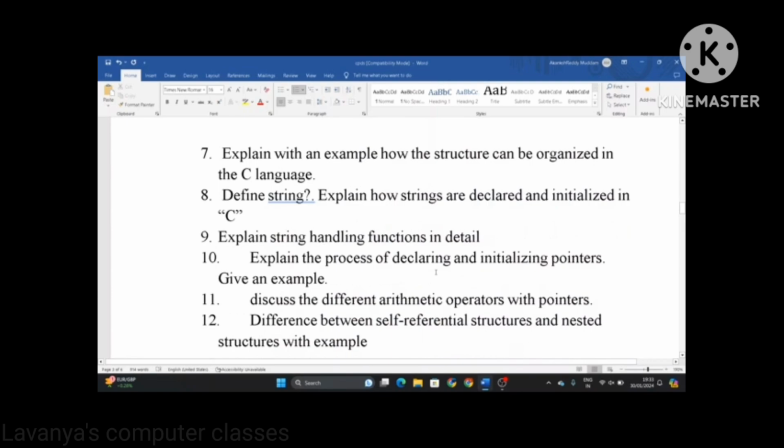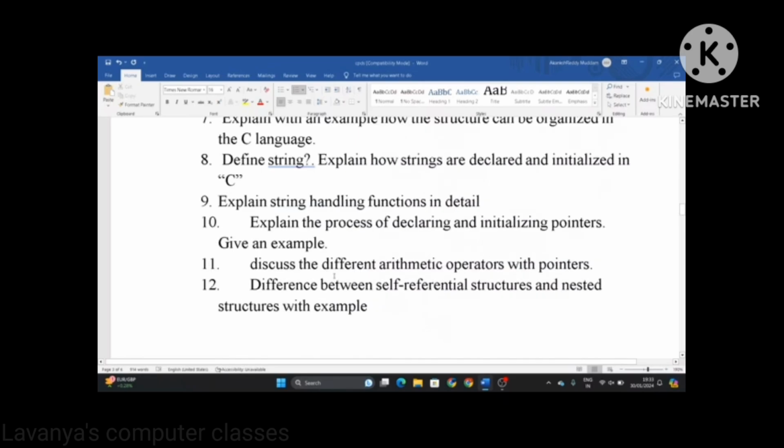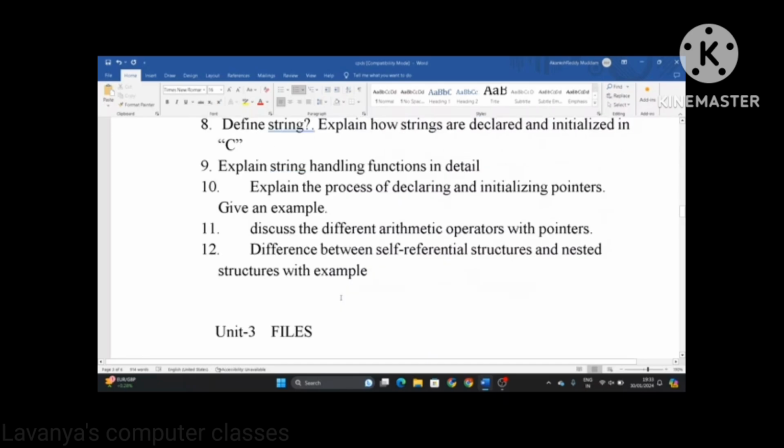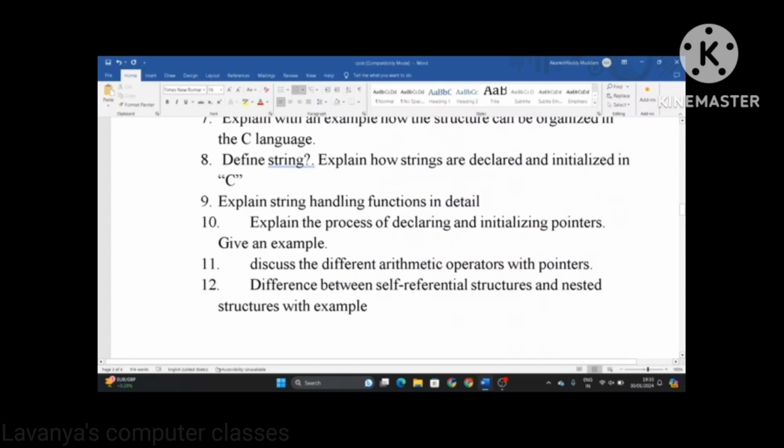Next, explain the process of declaring and initializing pointers. And what is a pointer? How to declare and initialize pointers? Give an example. Next one is, discuss the different arithmetic operators with pointers. Difference between self-referential structures and nested structures with examples. These all are the important questions in unit 2.